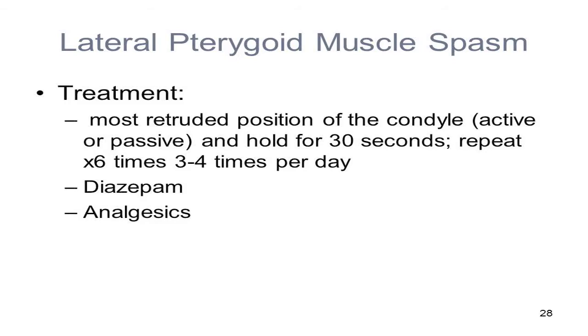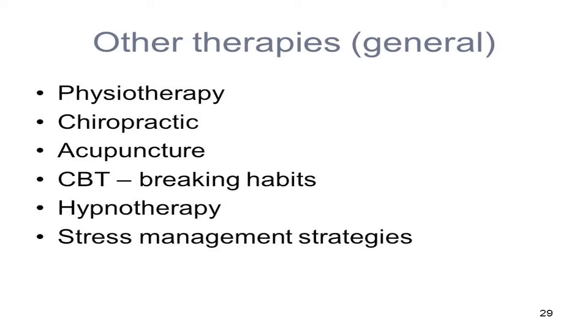In order to treat lateral pterygoid spasm, it's quite helpful that they hold their mandible in the most retruded contact, so you get them to move their mandible right back from where they would normally bite into a much more back position and hold that for 30 seconds, repeat it five more times, and do that three or four times a day. You can also put some diazepam and analgesic stuff in there as well. It's quite painful to do that to start with when you've got lateral pterygoid spasm.